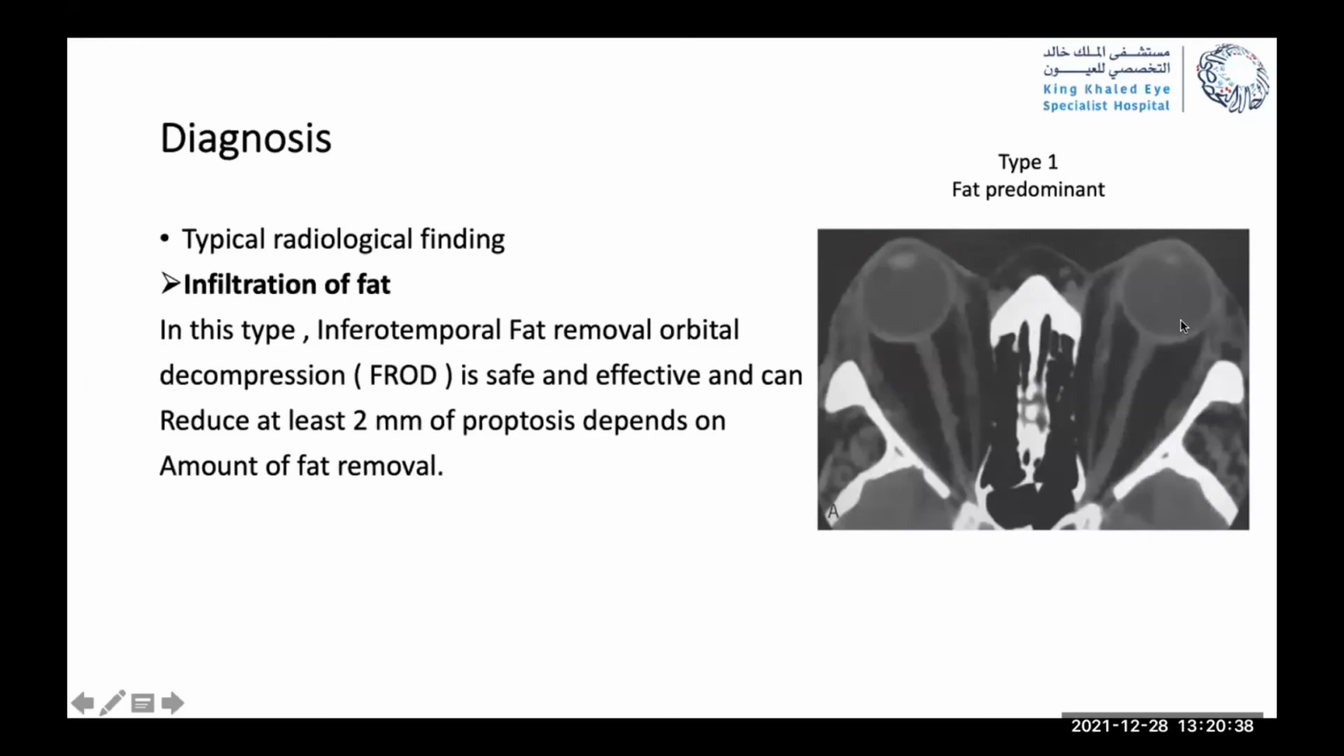Another finding is infiltration of fat. As you can see here, the muscle is not enlarged, but there is a fat predominance. And in this type, inferotemporal fat removal orbital decompression can be safe and effective, which can reduce at least 2 millimeters of proptosis, depending also on the amount of fat removal.